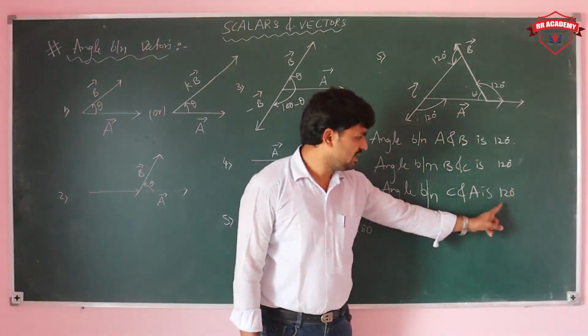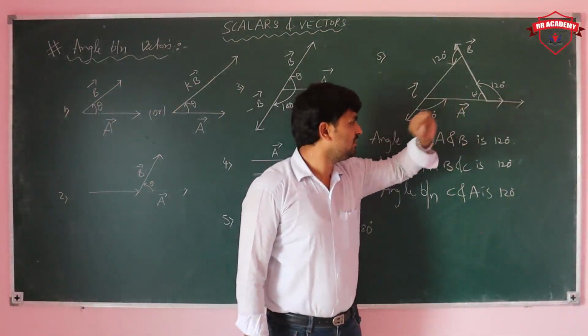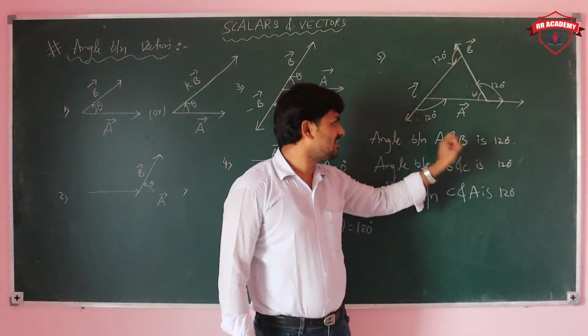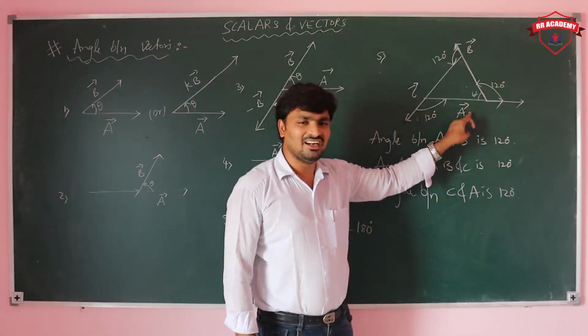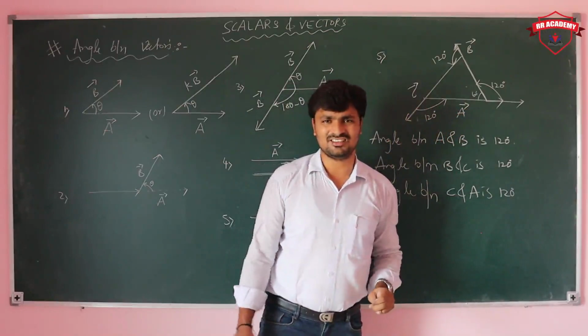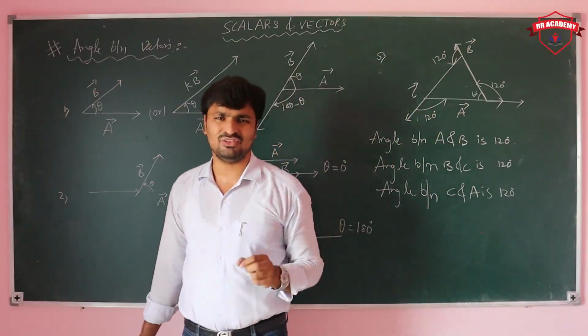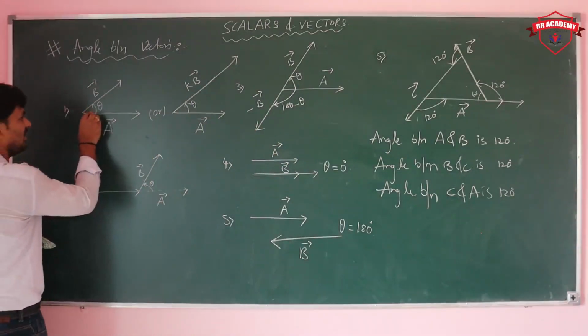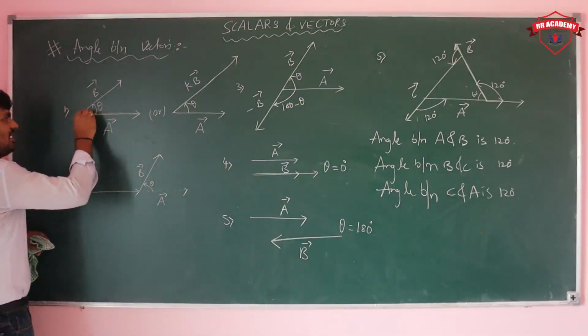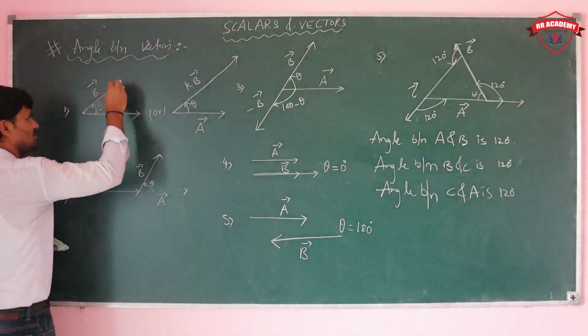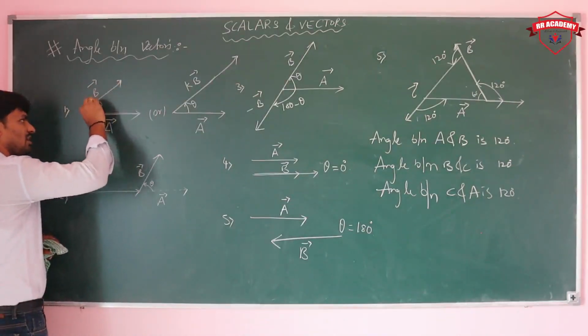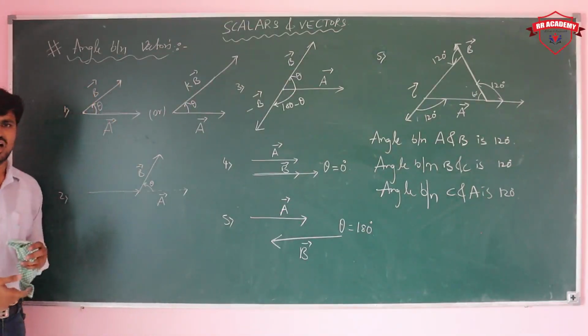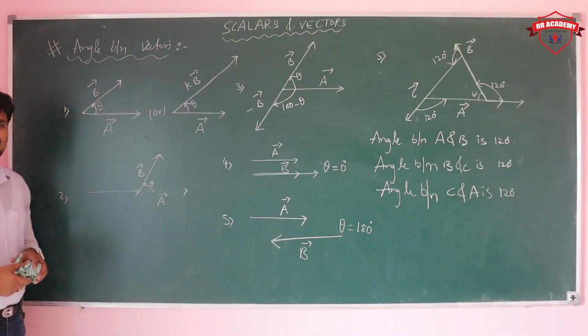So the angle between A and B is 120, the angle between B and C is also 120, and the angle between C and A is also 120 degrees. Once again, see what is the angle between the two vectors. Angle between the two vectors means this is the tail of A and this is the tail of B. So here we are taking the angle from here to here. That we can treat as the angle between the A and B vectors.